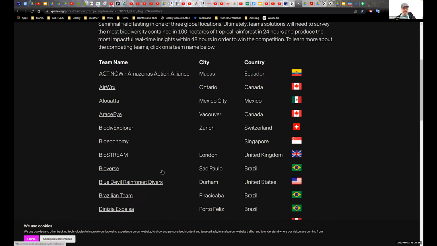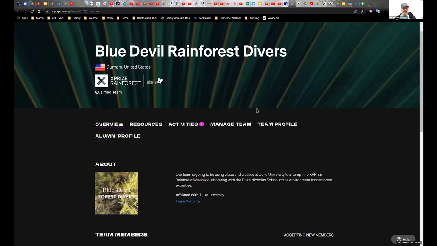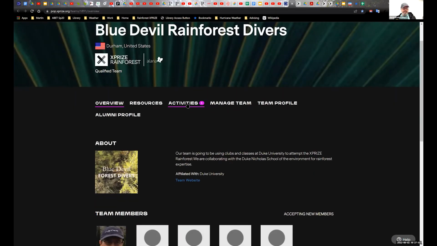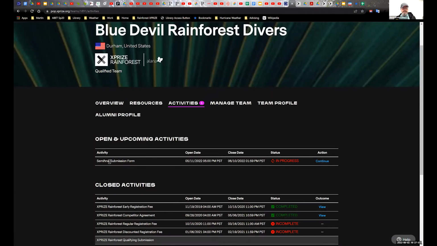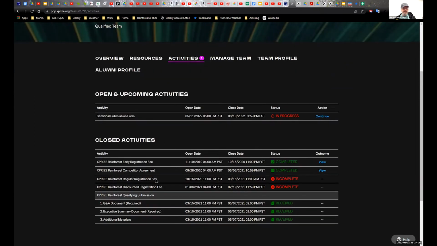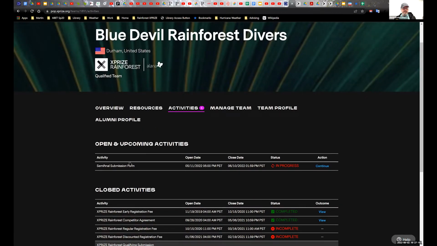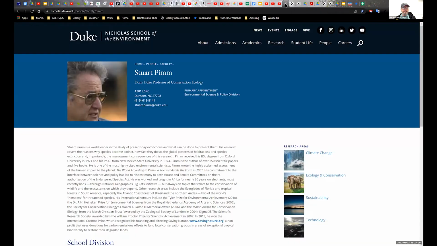Here's our team, Blue Devil Rainforest Divers. So this is our site. We're currently busy filling out the semifinal submission form. We have to fill out a lot of documents. These things we didn't have to do before. And this is what we're in progress, is getting ready for the semifinals, which will be next summer. My co-lead is Stuart Pym, who's also a professor at Duke. He's a famous biodiversity expert in the Nicholas School of the Environment. And I wouldn't be competing without Stuart. He's great.